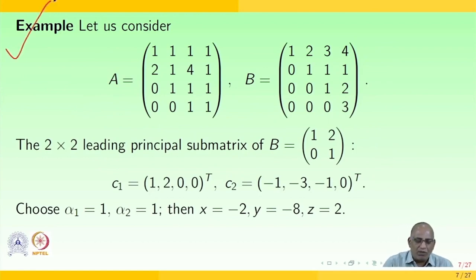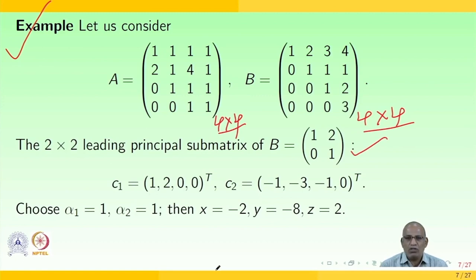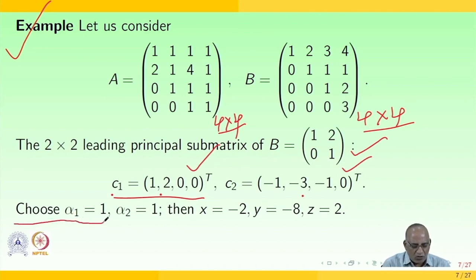Let us look into this example. Let us consider the matrix A as a 4 by 4 matrix, and B is also a 4 by 4 matrix. The 2 by 2 leading principal submatrix of B is 1, 2, 0, 1. C1 is equal to (1, 2, 0, 0) transpose, and C2 is (minus 1, minus 3, minus 1, 0) transpose. Choose alpha 1 equal to 1 and alpha 2 equal to 1, then x is equal to minus 2, y is equal to minus 8, and z is equal to 2.